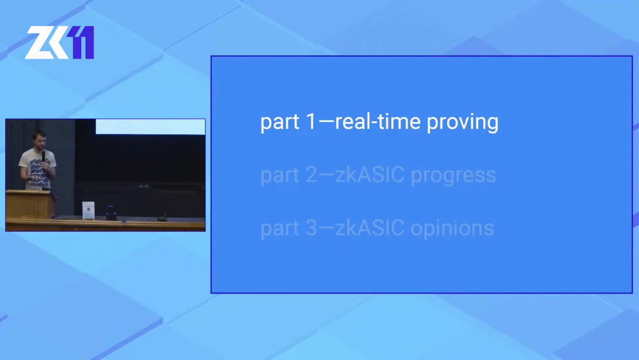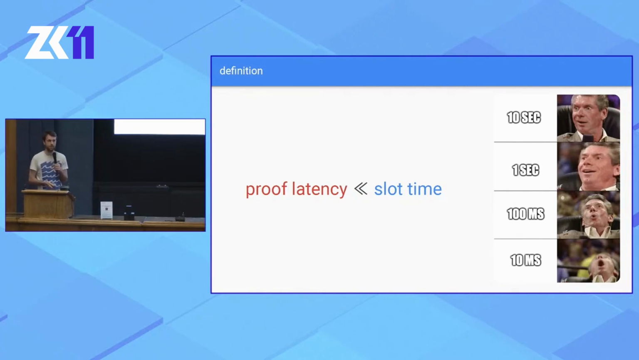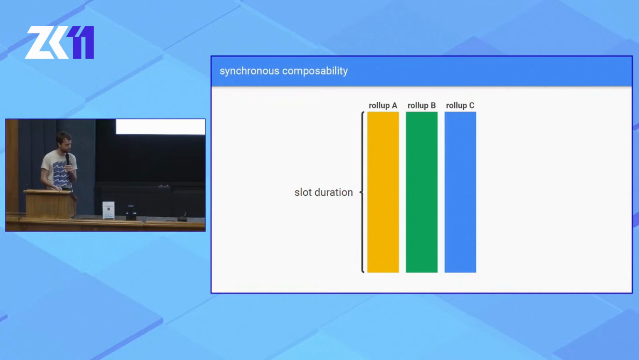Okay, so motivation for ZK ASICs. Real-time proving is specifically focusing on the latency aspect of SNARKs. So we want our SNARKs to come with low latency relative to the native execution. And specifically, we want the proof latency to be lower, ideally significantly lower than the slot time, which is about 12 seconds. And I think we can get to 10 seconds relatively soon, but it would be much better if we could get to 1 second or even 100 millisecond proof latencies.